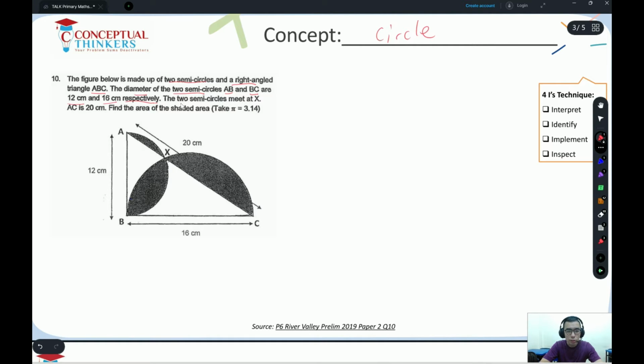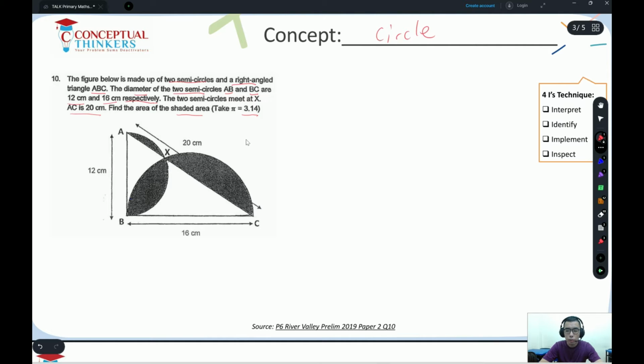Okay, so next the two semicircles meet at X. So this is the point that they meet, X. And AC is 20 cm. Now find the area of the shaded area. Okay, so you must remember to take pi as 3.14.